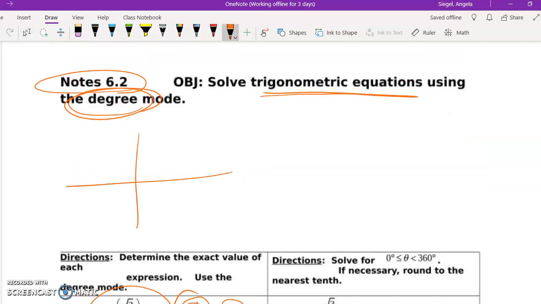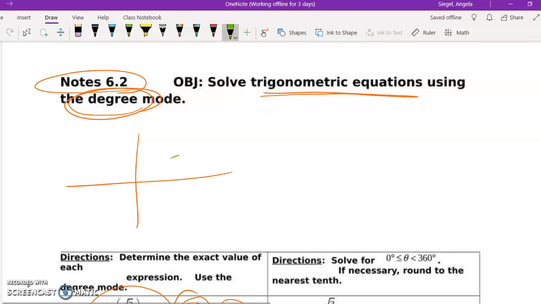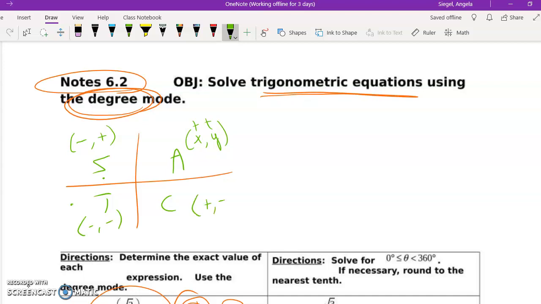First of all, don't forget the All Students Take Calc thing that we talked about. In this quadrant, both your x and y are positive. Over here, if I were to plot a point right here, that'd be a negative x and a positive y. Down here, everything is negative, and over here you have a positive x and a negative y. That'll come into play as we're going through this.